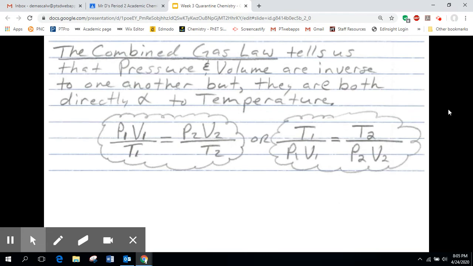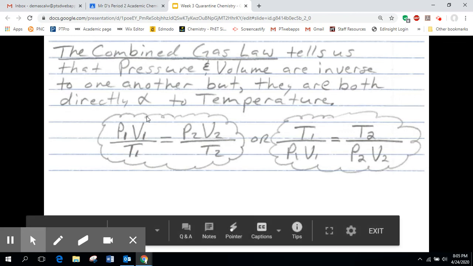This is the combined gas law. It's the last gas law we're going to cover this week. It tells us that pressure and volume are inverse to one another, but they're both directly proportional to temperature. So P and V are in line, but they're both divided by temperature. P and V over T.